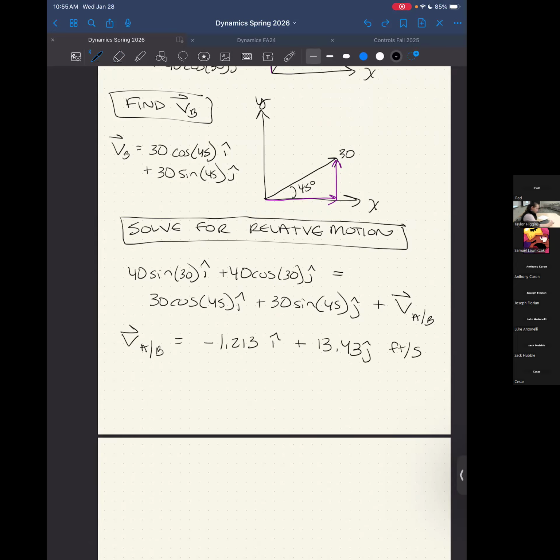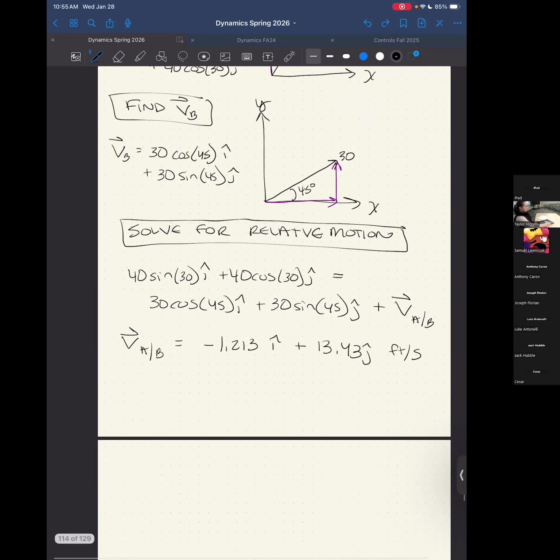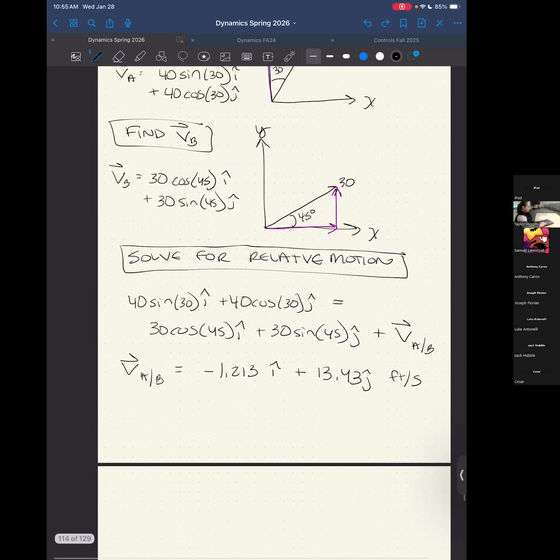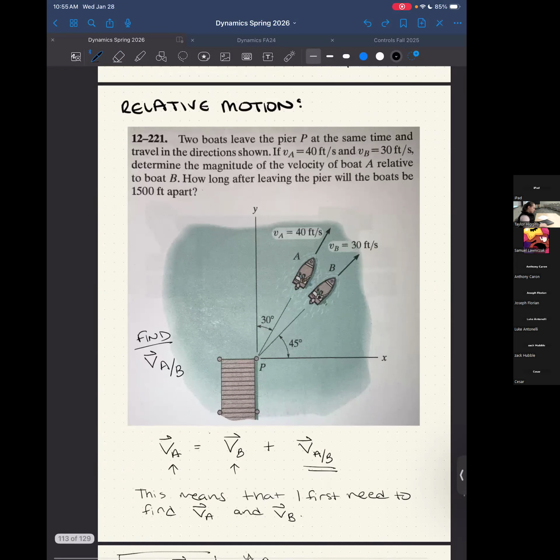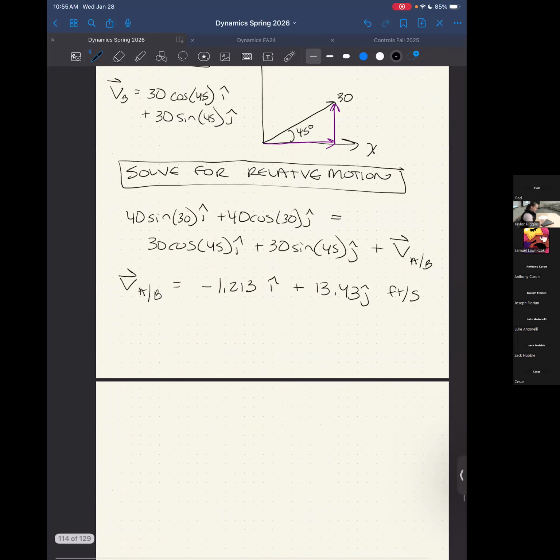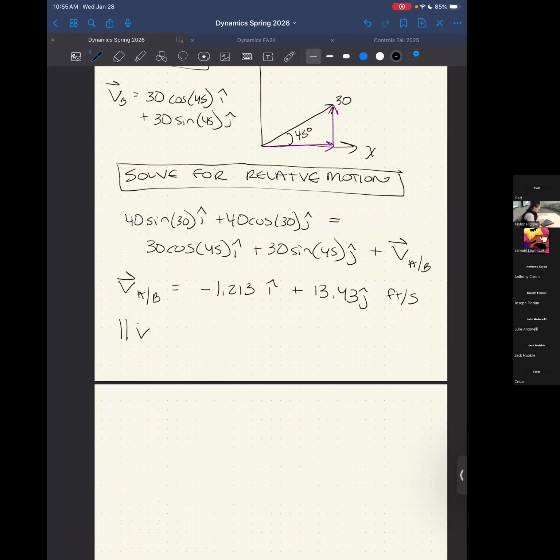But is that what the problem asked me for? Does it ask me for the vector? No, it wants the magnitude of the velocity. So I then need to take the magnitude of this. So the magnitude of VA/B, the square root of each component squared. Should get 13.48 feet per second.